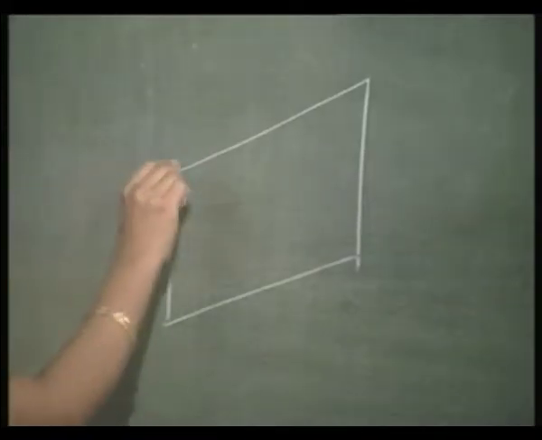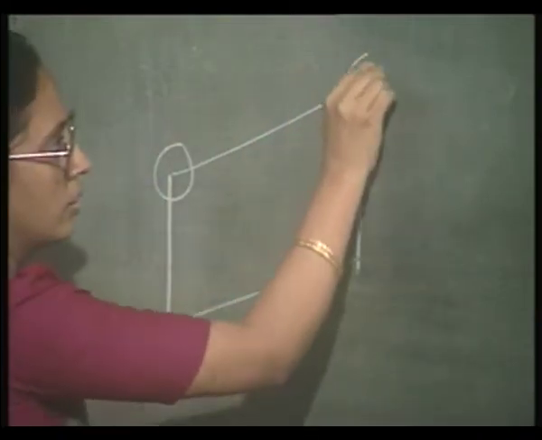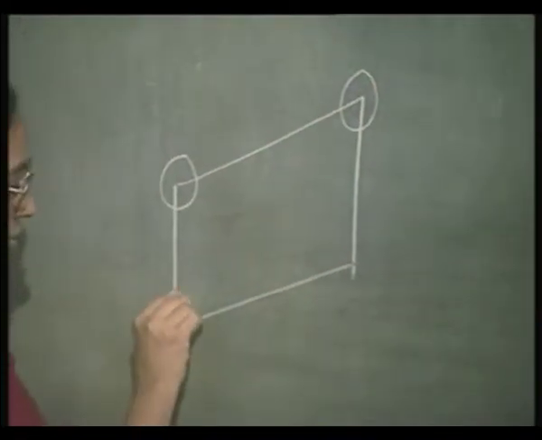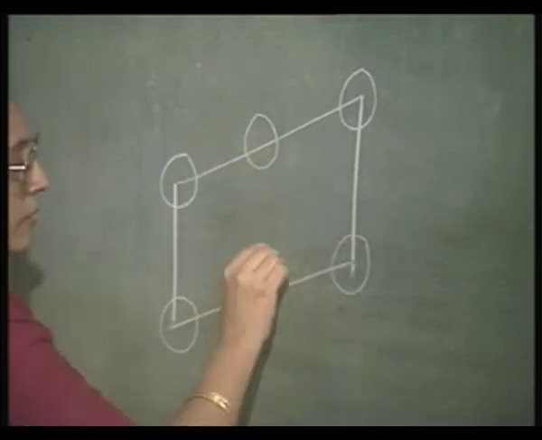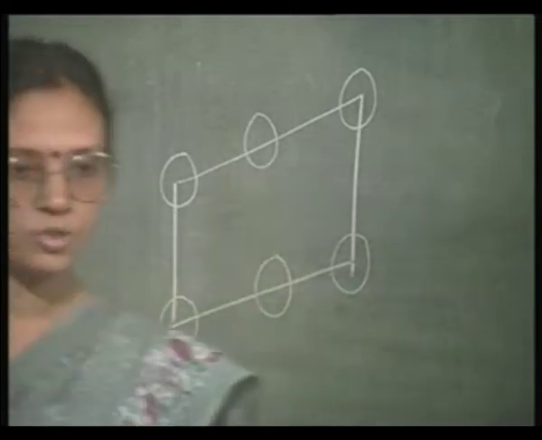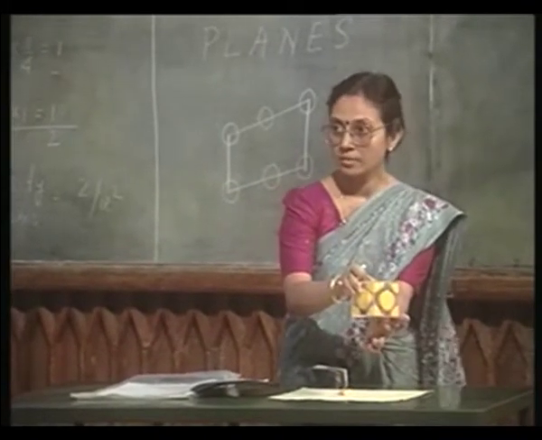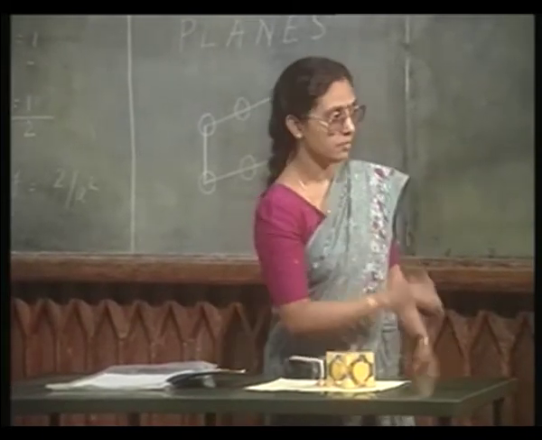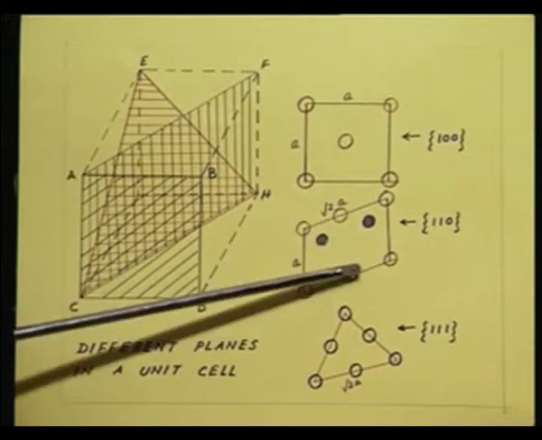Now, I have a corner atom here, a corner atom here, a corner atom here, a corner atom here, and I have the face centered atoms here. These are these two atoms actually, this one and the one below. These two atoms, what I mean is this and this.